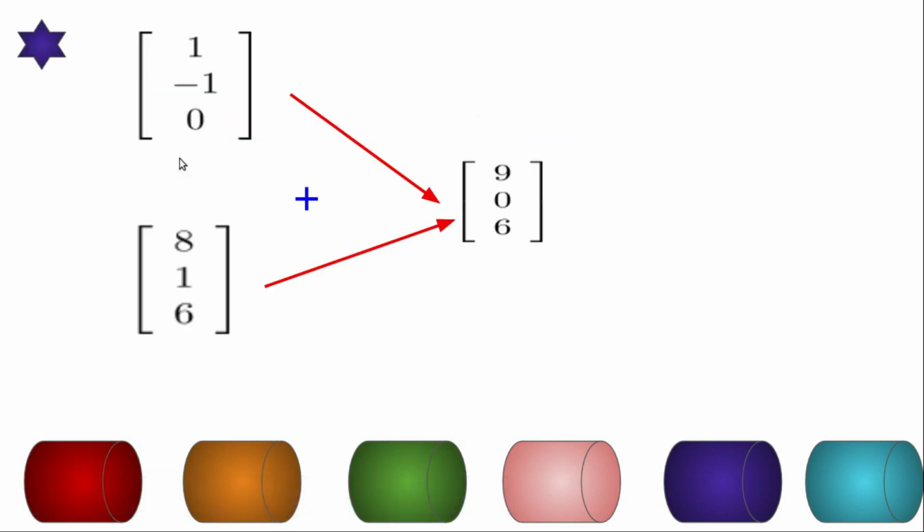Now here consider a matrix of order 3 by 1. There are 3 rows and 1 column, and this is a matrix of order 3 by 1. Now first matrix plus second matrix: 1 plus 8, 9; minus 1 plus 1, 0; 0 plus 6, 6.